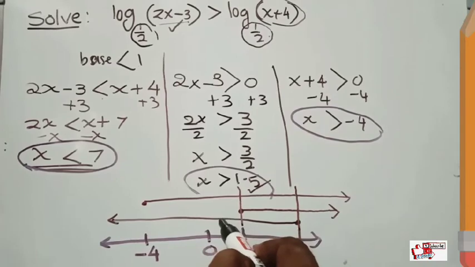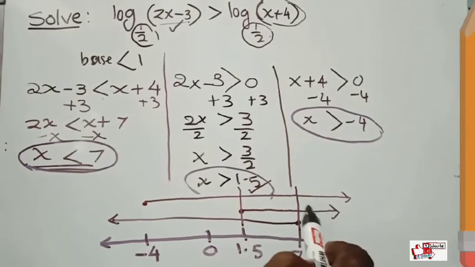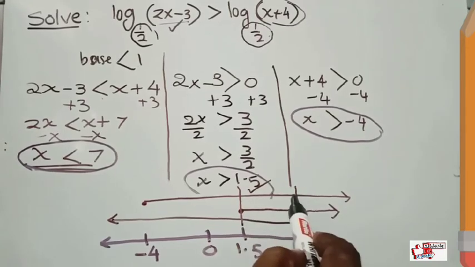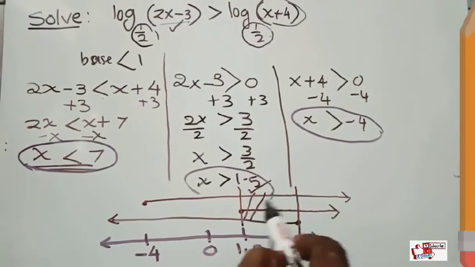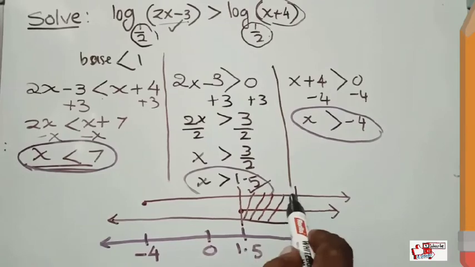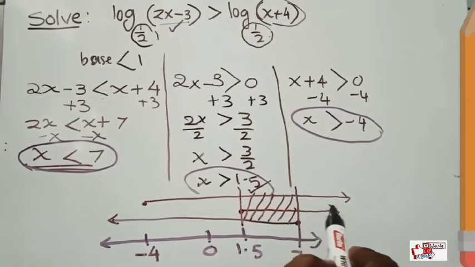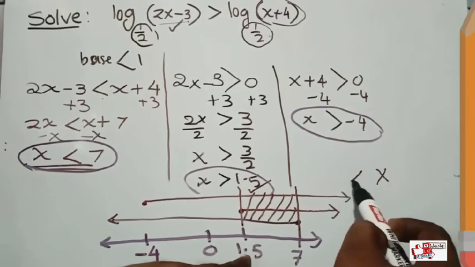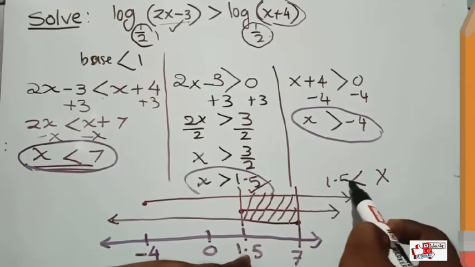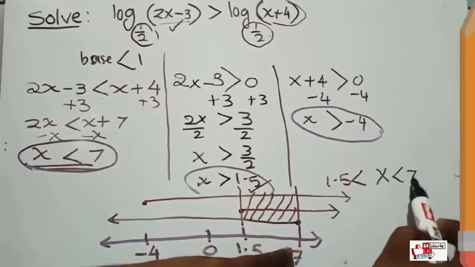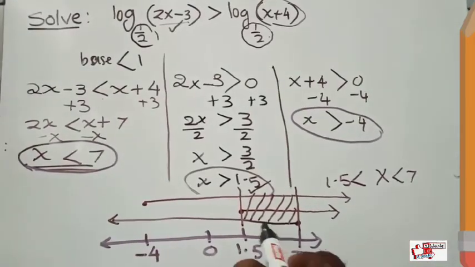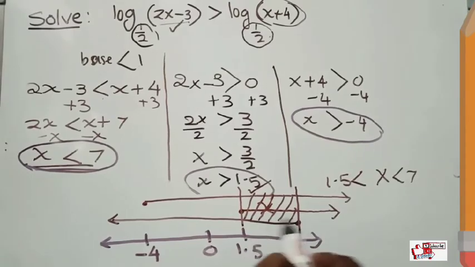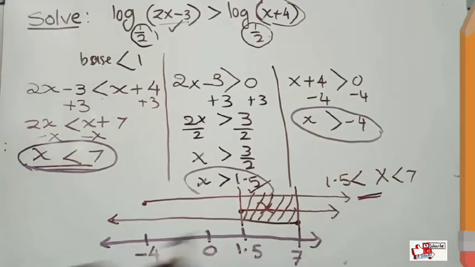Because here only two lines are there, here also only two lines are there. So this region gives us all the three lines. So this is the region for this question. That means the answer will be x lies between 1.5 and 7. You see the x value will be here, x is bigger than 1.5 and smaller than 7. So that will be the answer of this question.